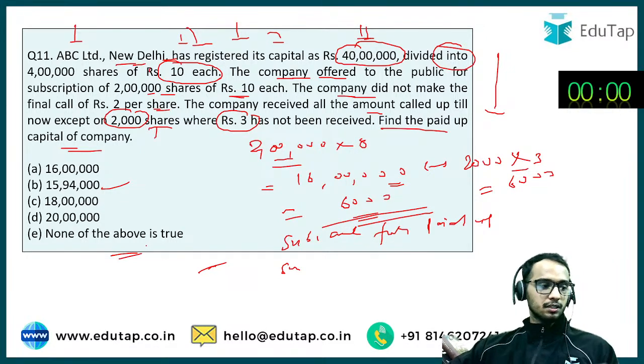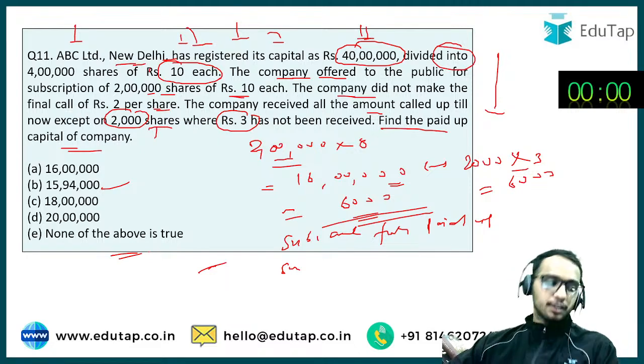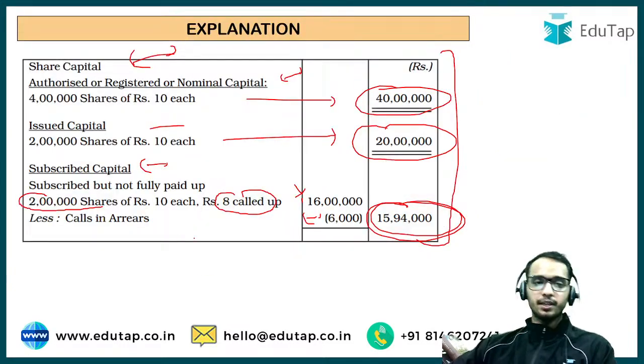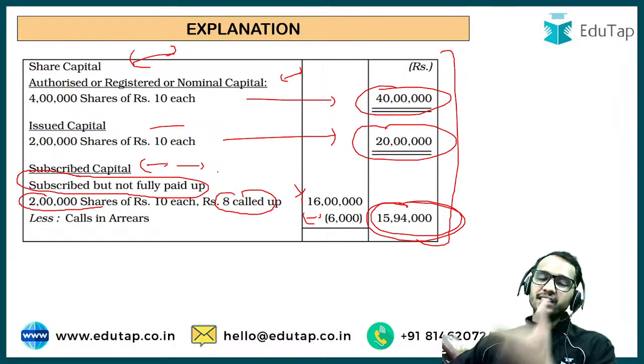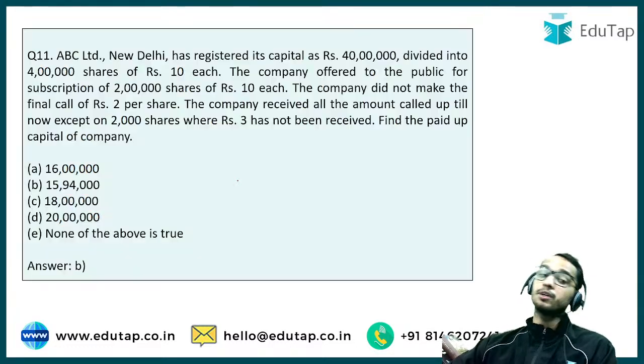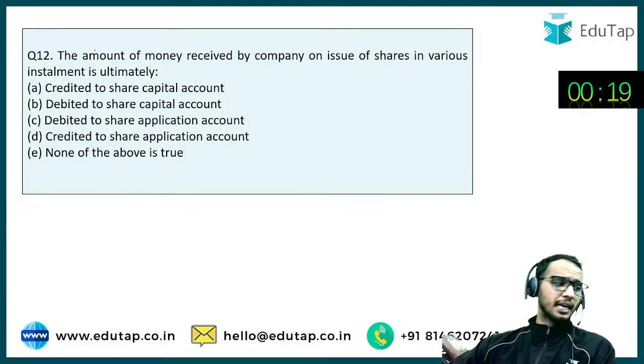I am waiting for the answers. This is a very easy question. Not very difficult question. Anyone? I'm still waiting. Yeah, good. Subscribed but not fully paid up. Yes, I have started to get the answers. That's really nice. Why? Because we haven't called the full amount. That's why. Okay. So see, subscribed but not fully paid up. Inside the subscribed capital, we have two subheads: subscribed and fully paid up, subscribed but not fully paid up. So it will be included in the subscribed but not fully paid up. Okay, clear. Let's move ahead with the 12th question of the day.